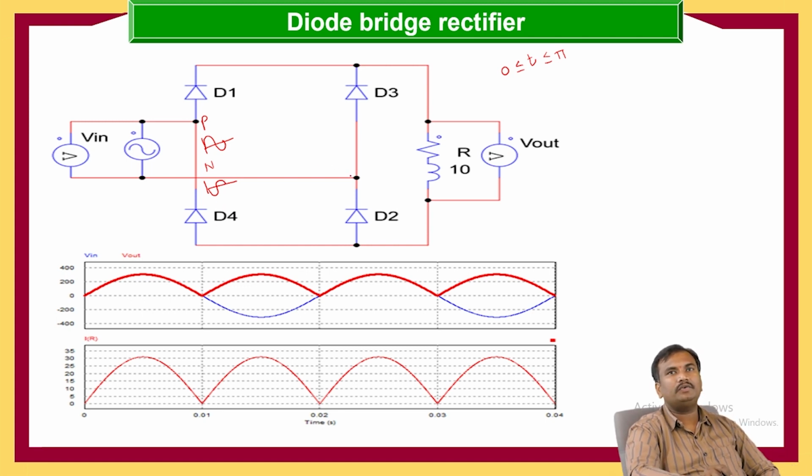And here again D2 is connected to neutral. Here the neutral voltage is a negative voltage, so the cathode of D2 is connected to the negative voltage. So when the cathode is connected to the negative voltage, D2 will be in forward bias. In the same way, here the anode of D3 is connected to the negative of the input voltage, so D3 will not conduct; D3 will act as reverse bias. Hence during the period 0 to pi, D1, D2 are going to conduct.